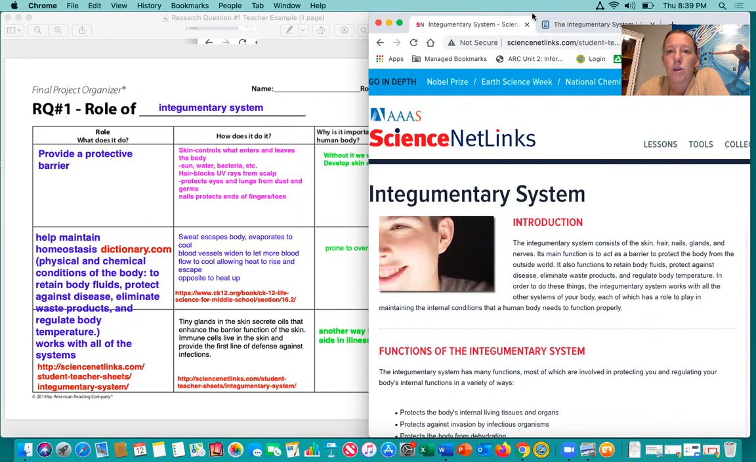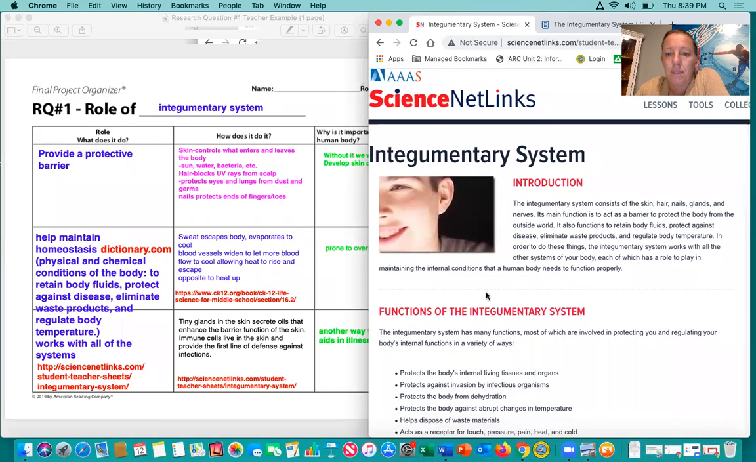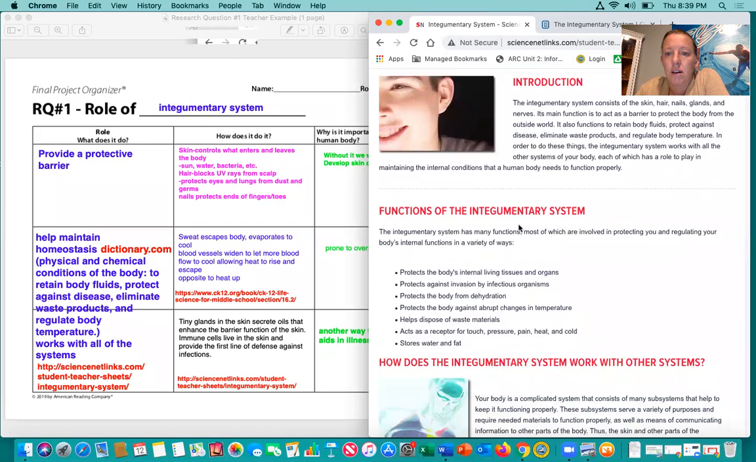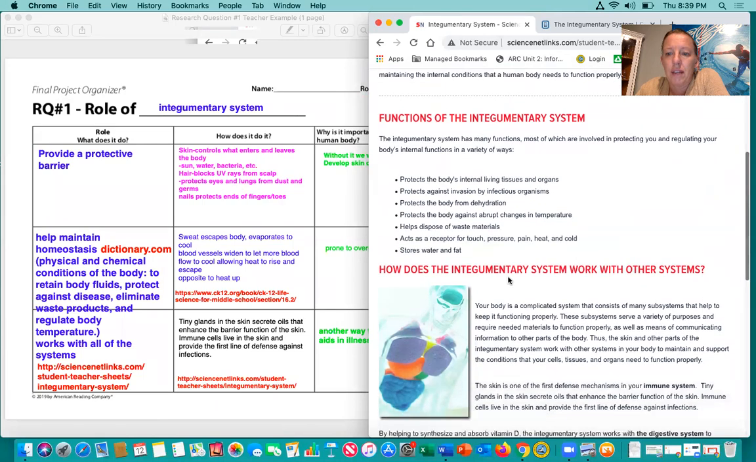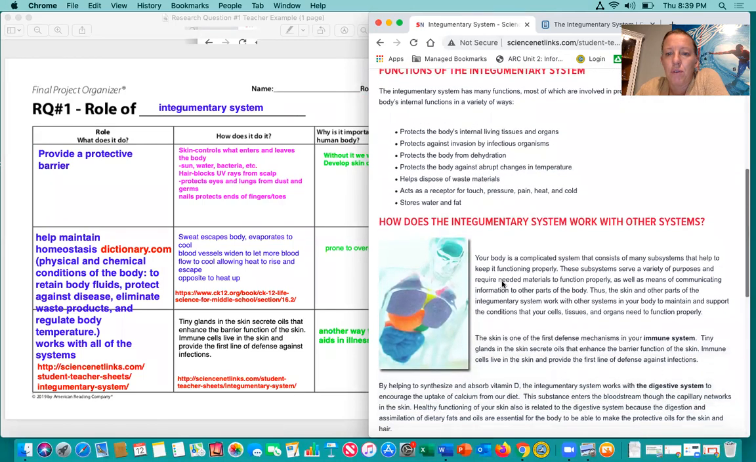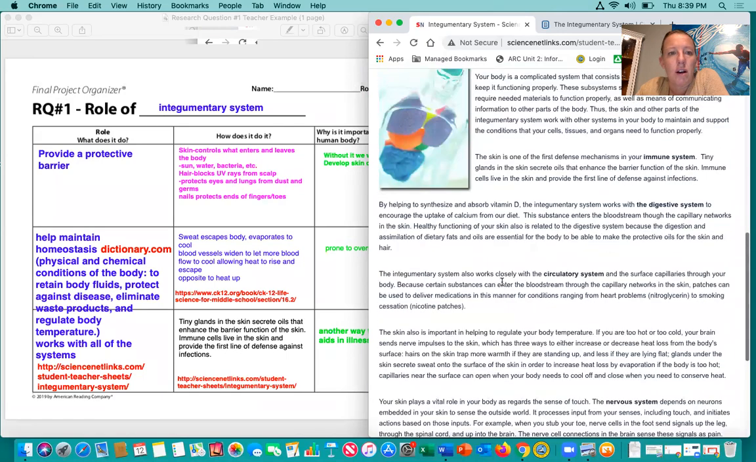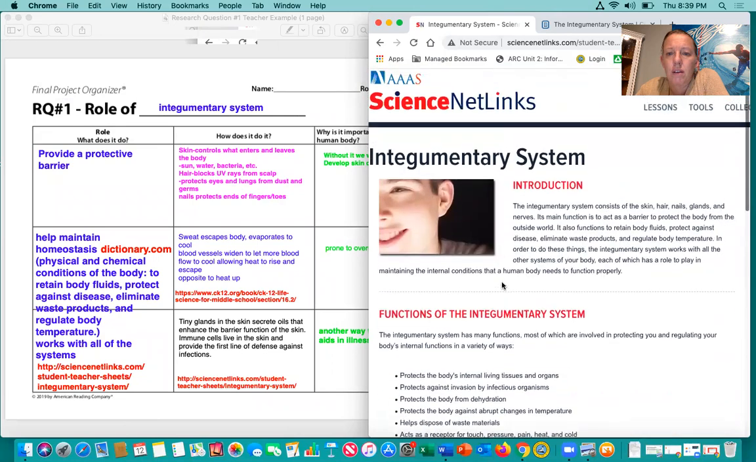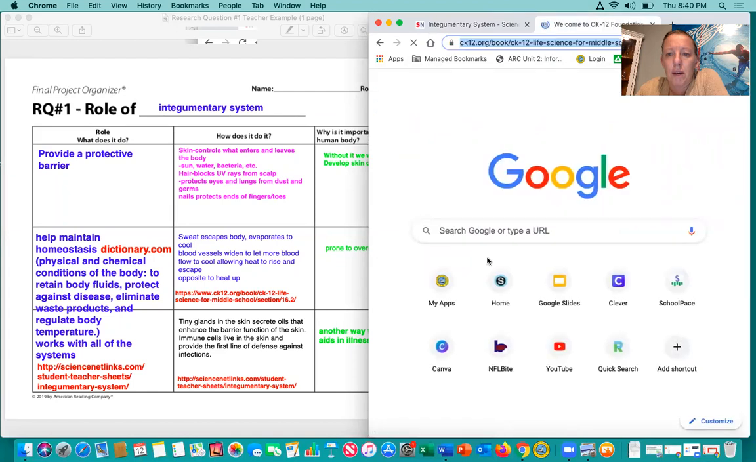So I Google searched my system that I'm working on, and I typed in the role of that system, and I chose to take a look at this ScienceNet links, and it has here the functions of the system, and I took a couple of these and selected a few of those to use. Now, not only did I use this particular resource, but then I clicked, oops, it's going to go back.